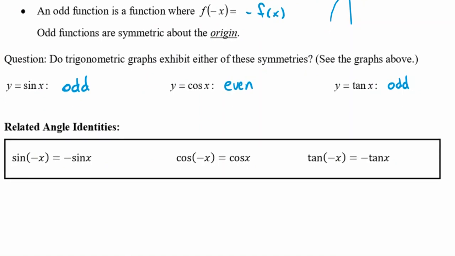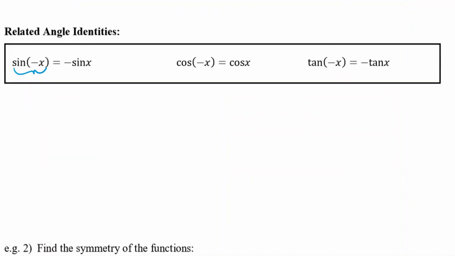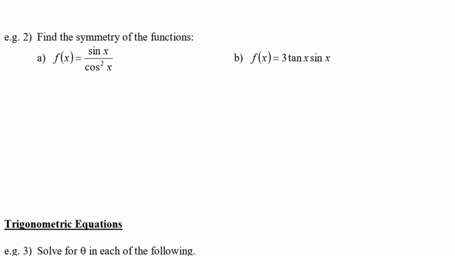So if sine really is odd, then what we can say here is that sine of negative x is equal to negative sine x. And cos of negative x is equal to just cos x. It's the same either way. And then tan of negative x is equal to negative tan x.